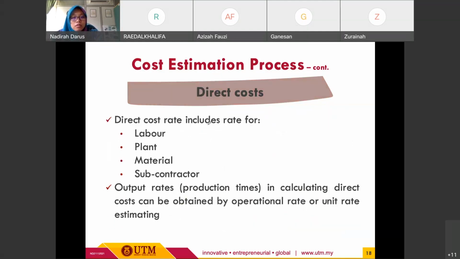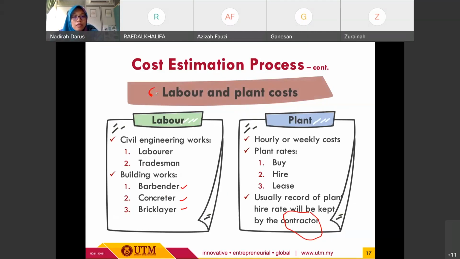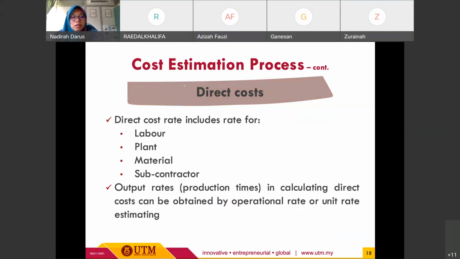And then the next one we have is estimation or calculation of direct costs. The next process is estimation for the direct cost. Basically this term, if you still remember, I shared previously on our previous topic. We have direct and indirect costs. Hopefully all of you can differentiate what actually is direct cost and also indirect cost.